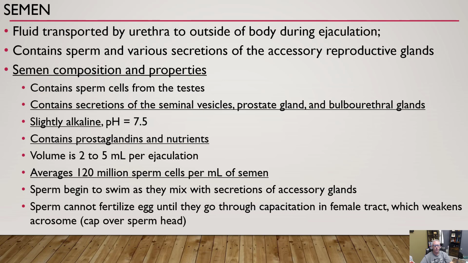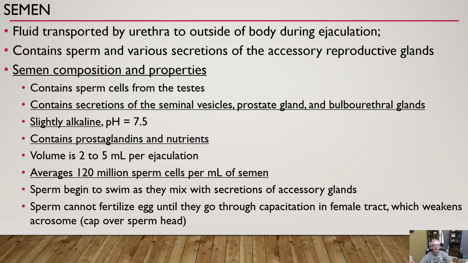And I said earlier on in the lecture that males produce more sperm than females produce eggs. So with each ejaculate, males are going to ejaculate about 120 million sperm cells. And that's just per ejaculate. That's not over a lifetime. So if you think of how many times a male ejaculates over a lifetime, that's 120 million times however many times they ejaculate over the course of a lifetime.